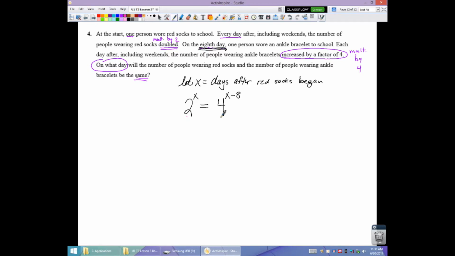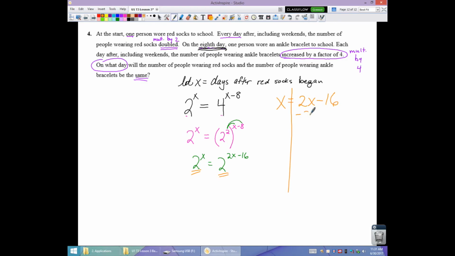All right, we need common bases. What powers can I write for 2 and 4 with the same base? Again, they can both be written as base 2. So I'll leave 2 to the x as is. 4 I'll change to 2 squared, and I will not lose the x minus 8 exponent. Using power to a power, I need to multiply here. So 2 to the x is equal to 2 to the 2x minus 16. Now that my bases match, I can set the exponents equal. X equals 2x minus 16.